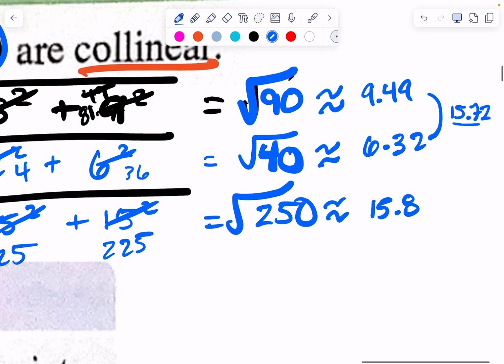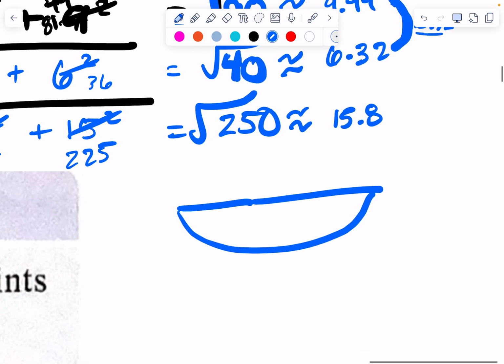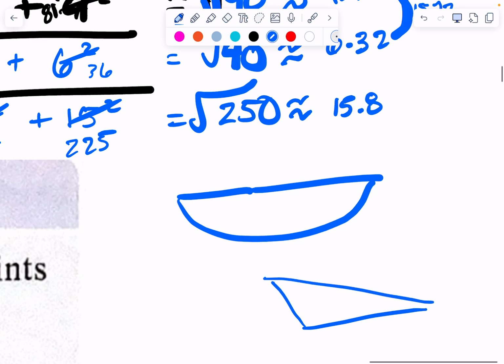Okay, so yeah, these two pieces do in fact make up the big piece, which means they have to be in a straight line, right? If the smaller two pieces don't add up to be exactly the same as the bigger piece, then they would be in a triangle form. Like they would look like this instead. Okay, does that make sense?